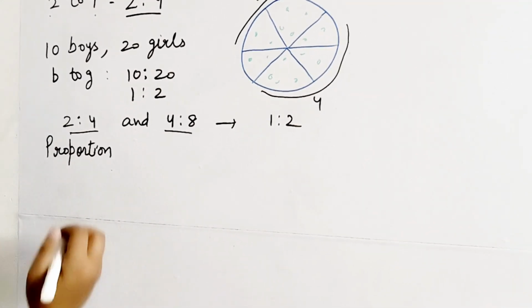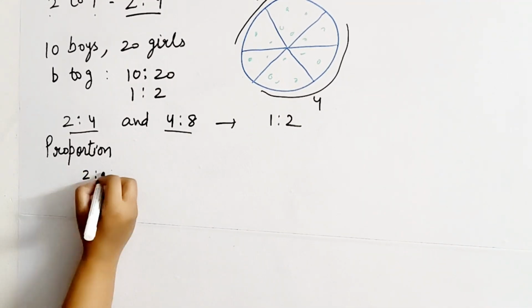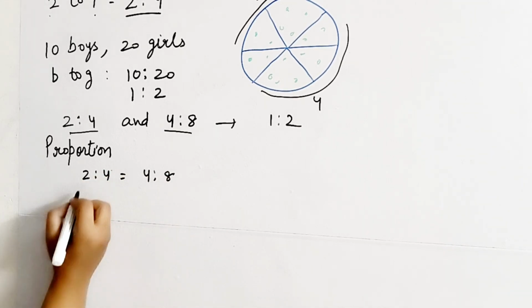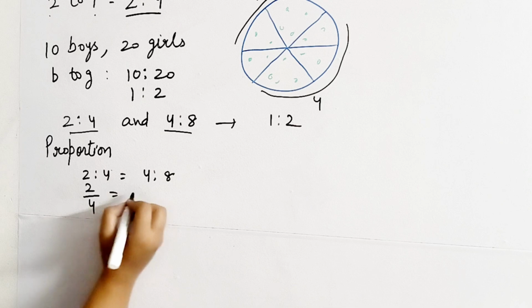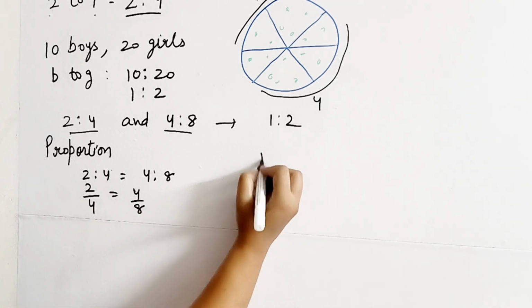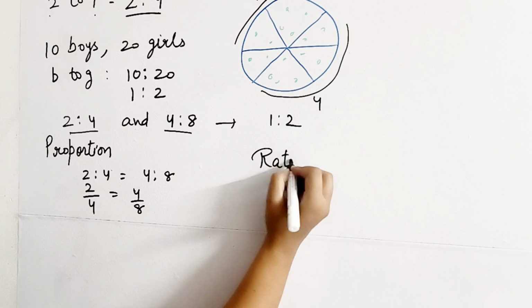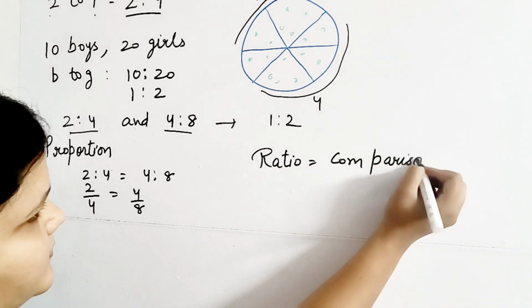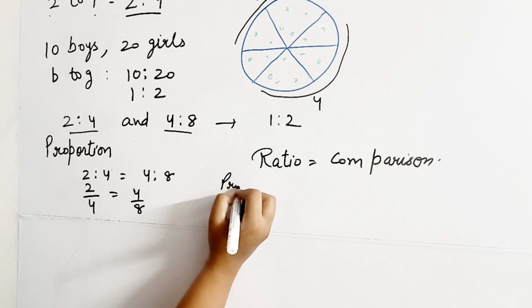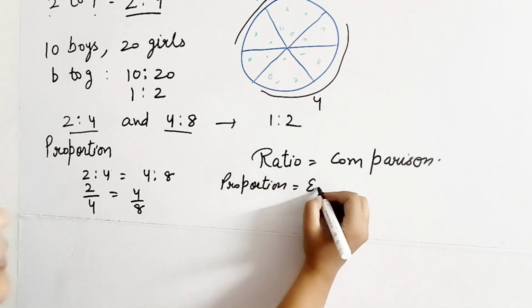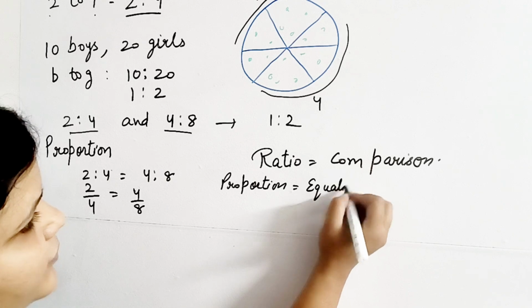So we write proportion like this. 2:4 is equal to 4:8, or 2/4 is equal to 4/8. Easy trick to remember is ratio is equal to comparison and proportion is equal to equality of comparison.